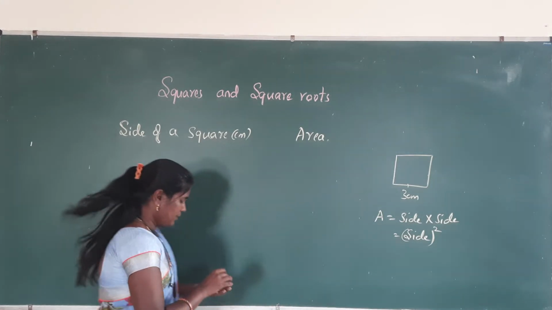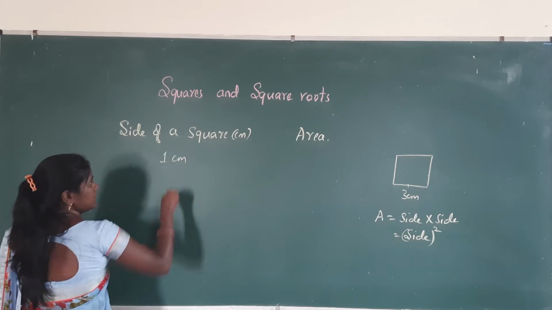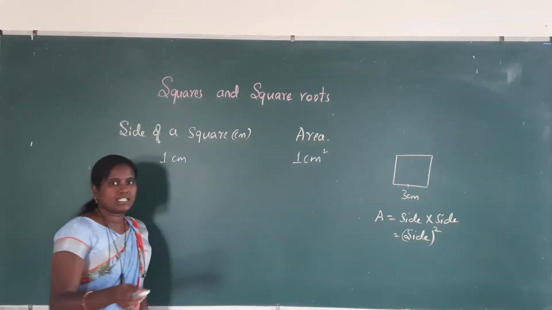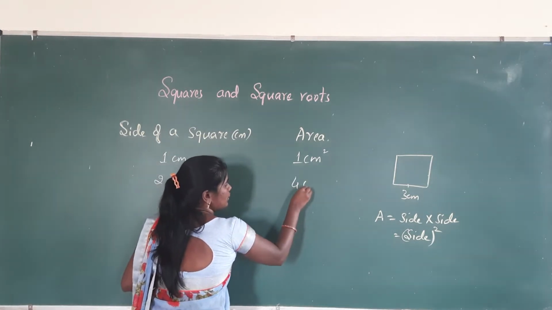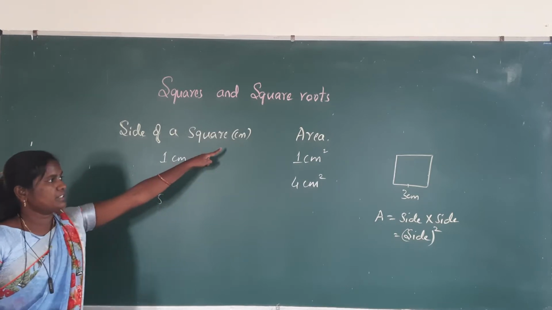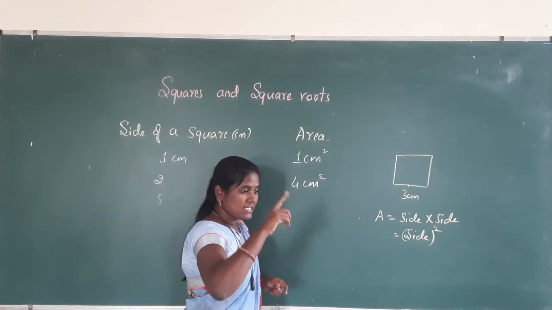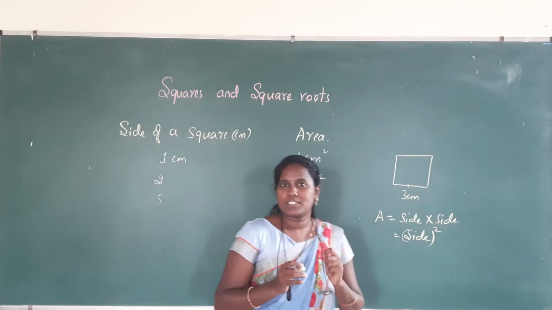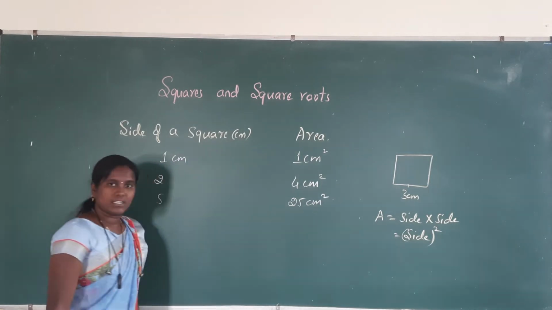We all learned this already. Now the side of a square, I consider it as 1 centimeter. Then its area will be 1 centimeter square. If it is 2 centimeter, then it is 4 centimeter square. If you are taking it as 5 centimeter, then its area will be 5 into 5, because side into side is side square, that is nothing but the area of a square. It is 25 centimeter square, isn't it?